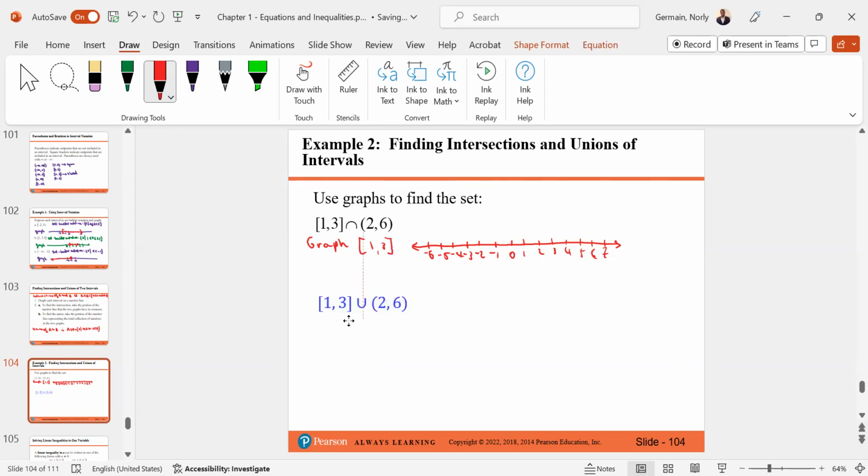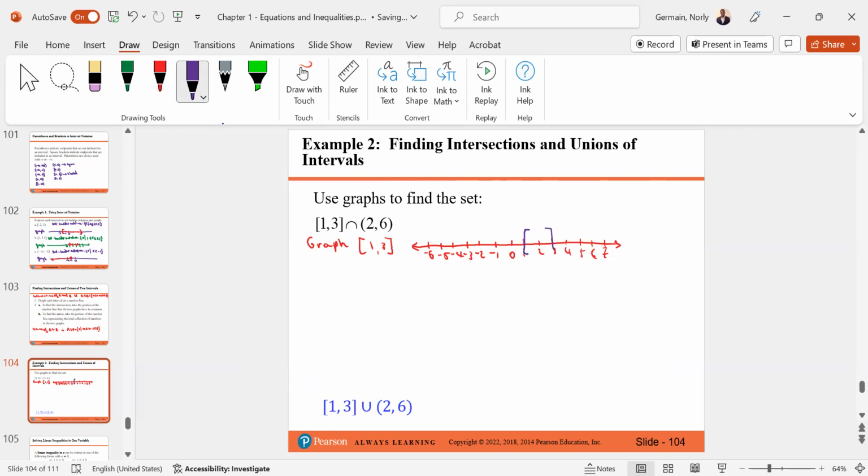I need to put this a little bit down, maybe in a different slide, because I need space for that. Now let's graph the first one. The first one is [1, 3], a closed interval. Remember that we graph [1, 3] as a closed interval. We have 1 and 3, closed interval. This is it. We also need to graph 2, 6.